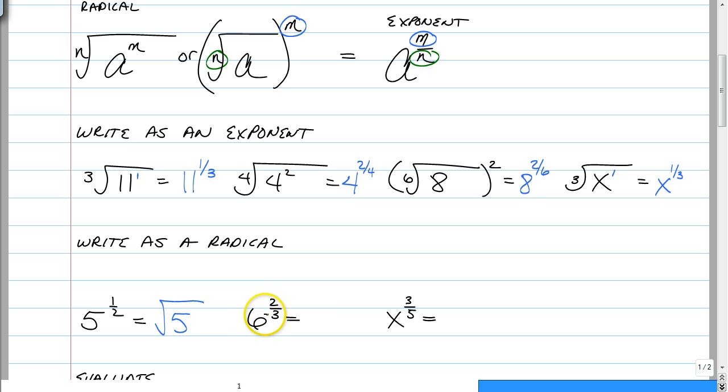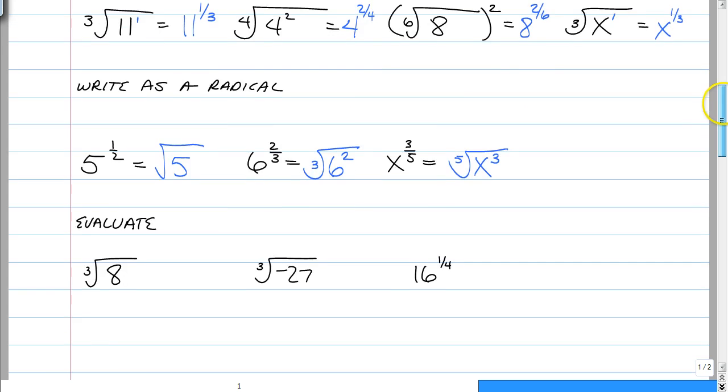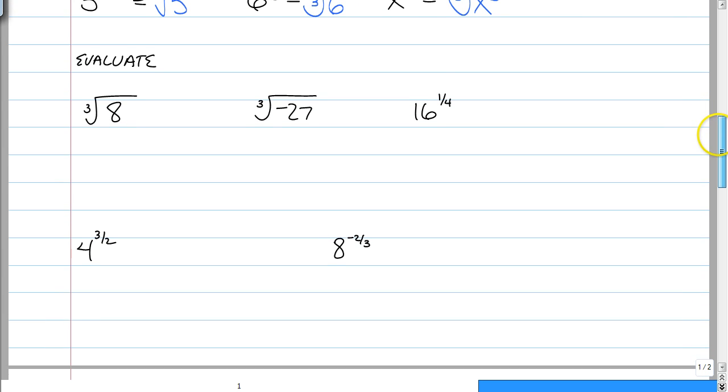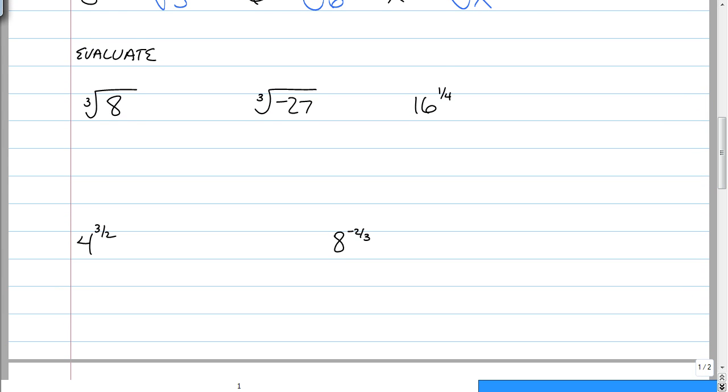This next one, we have 6 to the 2/3. So that is the cube root of 6 squared. And this last one is the 5th root of x cubed. And that's it. You're good to go. So let's move on. Let's evaluate. A calculator is helpful if you can't figure them out on your own, but if you understand all these radicals, it'll make a lot of the simplifying easier.